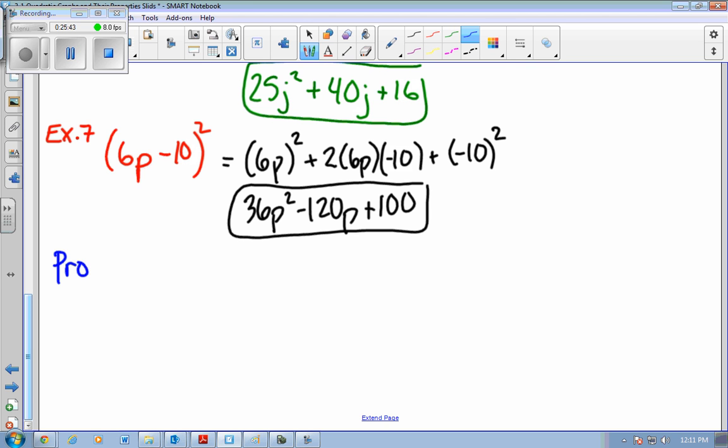Is it negative 100 or is it positive 100? It's positive 100. Why? Because a negative times a negative is a positive. That's a parenthesis, it's multiplying the negative sign. If there's no parentheses, then you get a negative. Okay, the last special case is called the product of a sum and difference.